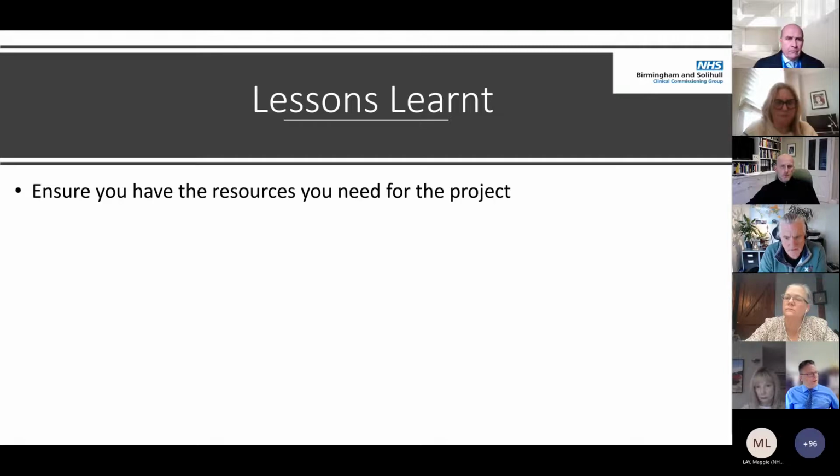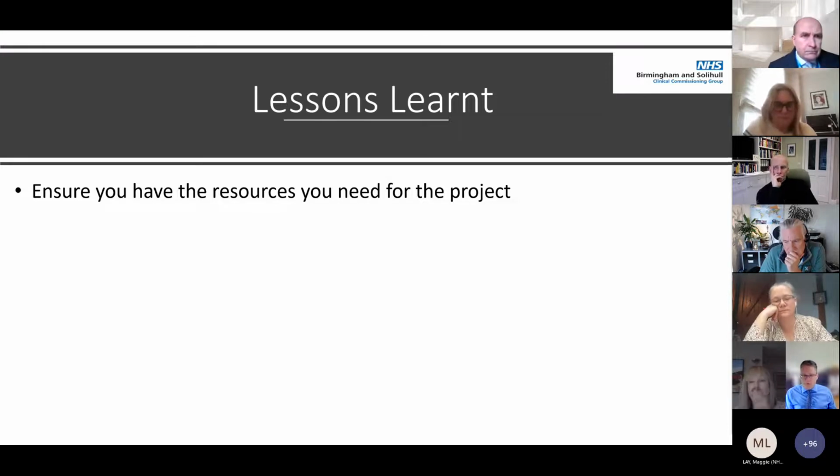And the first lesson is about resource. This does take resource, and obviously we've had a few questions about that already. We've now got 2 project managers who work on this, as well as a range of subject matter experts, clinical safety officers, IG, cybersecurity, etc., who do these assessments.